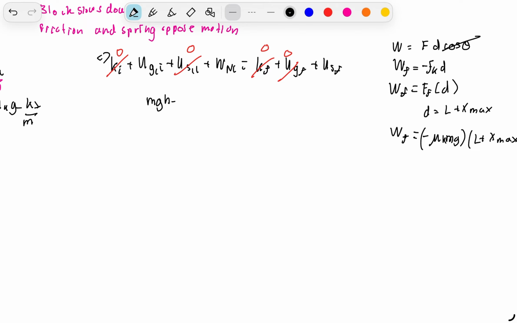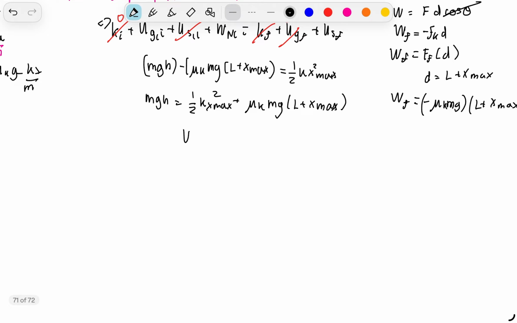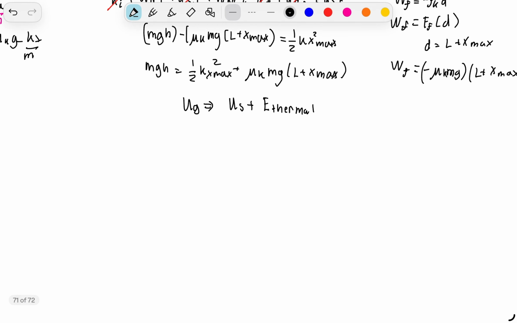We have mgh, and we also have our negative mu K times mg times L plus X maximum is equal to 1/2 kx squared maximum. So now we can also rearrange this and say this is just mgh, and then put that on the other side, is equal to 1/2 kx maximum squared plus mu K times mg L plus X maximum. So we can see that our UG was converted into US and also thermal energy, which makes sense with our energy bar charts, agrees.